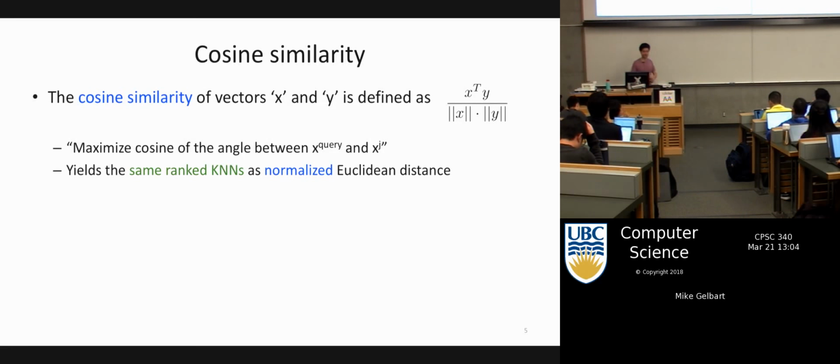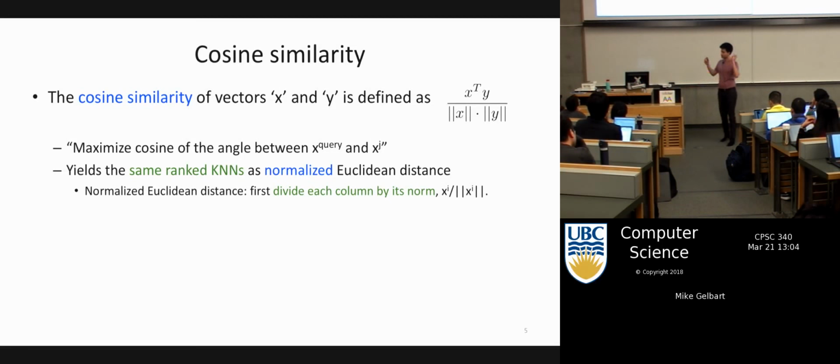So the cosine similarity is different from regular Euclidean distance, but it's the same as normalized Euclidean distance. If I were to first take all the columns, divide them by their norms, and then use Euclidean distance, it's not identical in numbers to cosine similarity, but it produces the same ranking. So you'll get the same nearest neighbors. For me personally, the angle thing is a little more intuitive than thinking about normalized Euclidean distance, but you can think about it however you want.